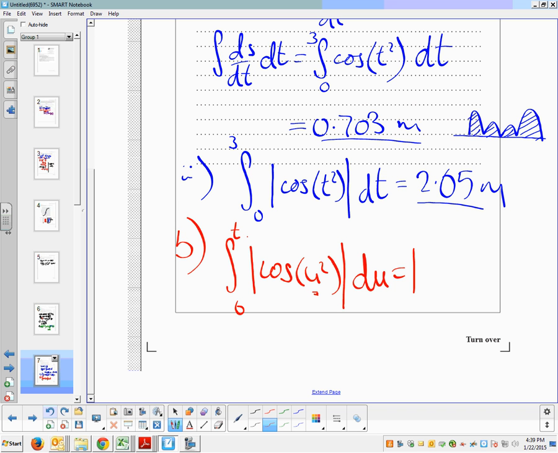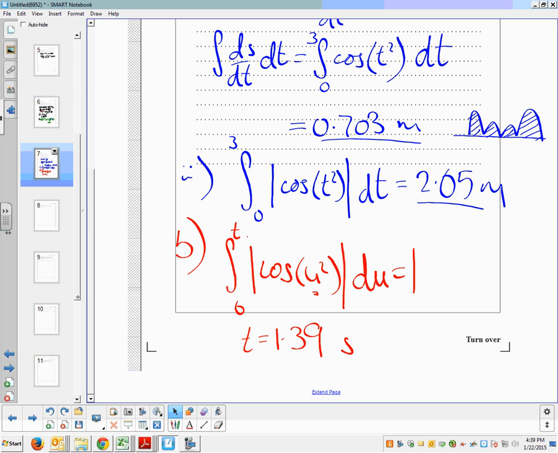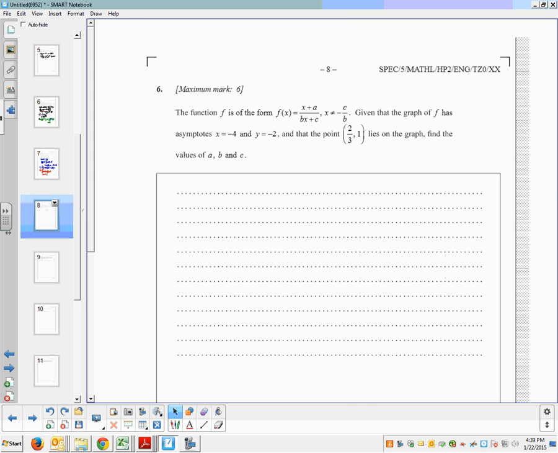So the integral of cos of u squared with respect to u is equal to 1. And again, that's a case of sticking it in your calculator. Lots of calculator use on this calculator paper. Not so much on the next question though.